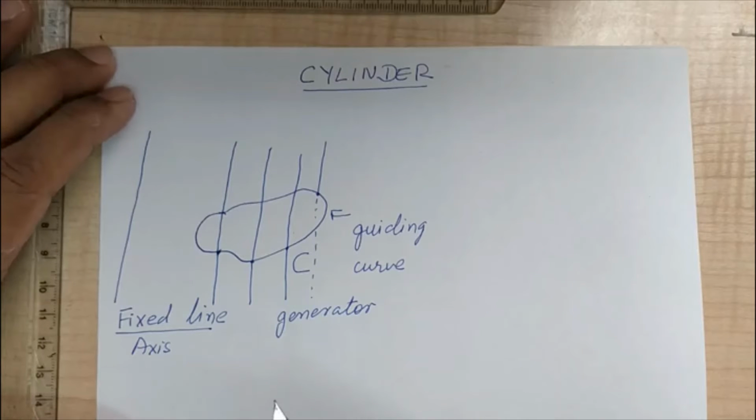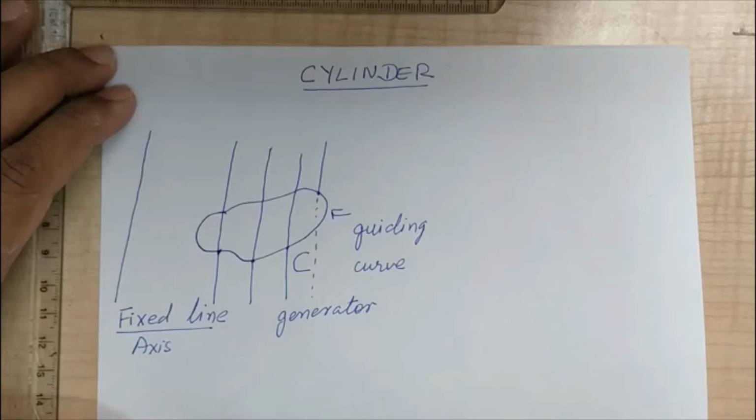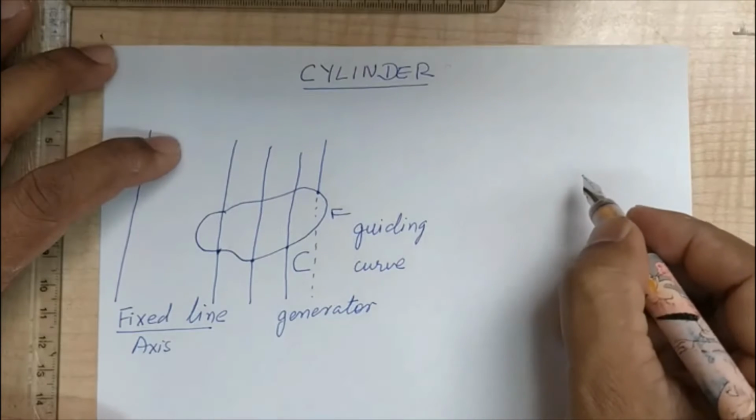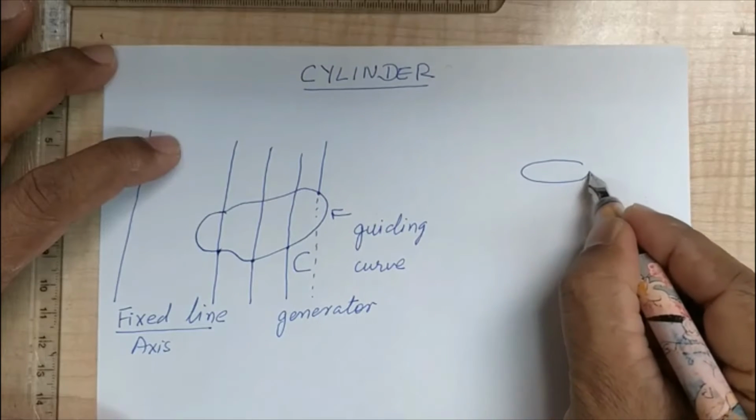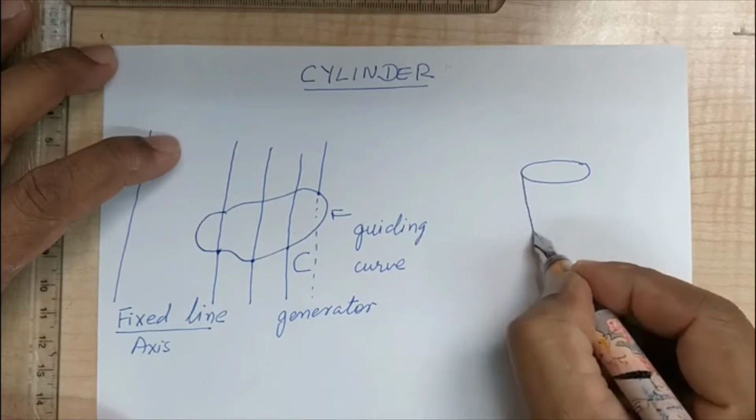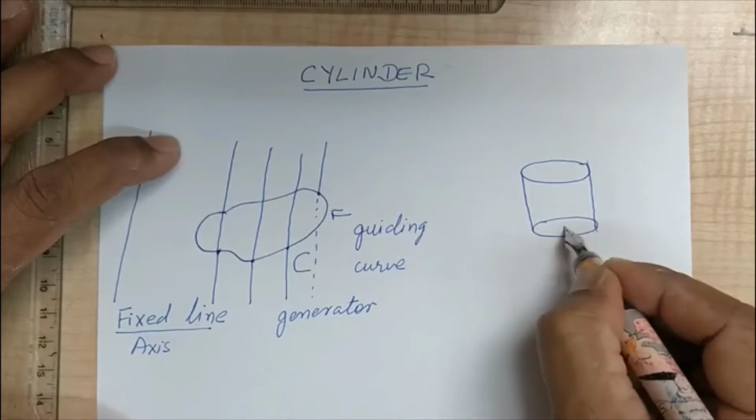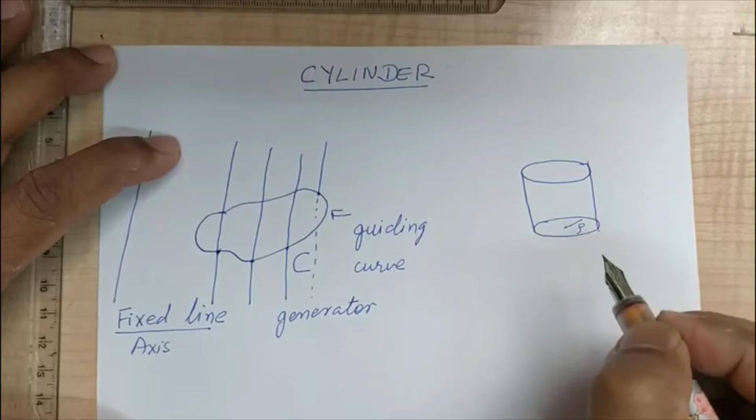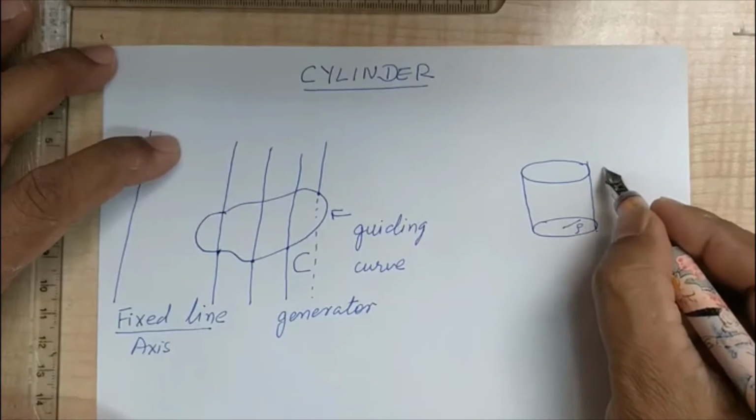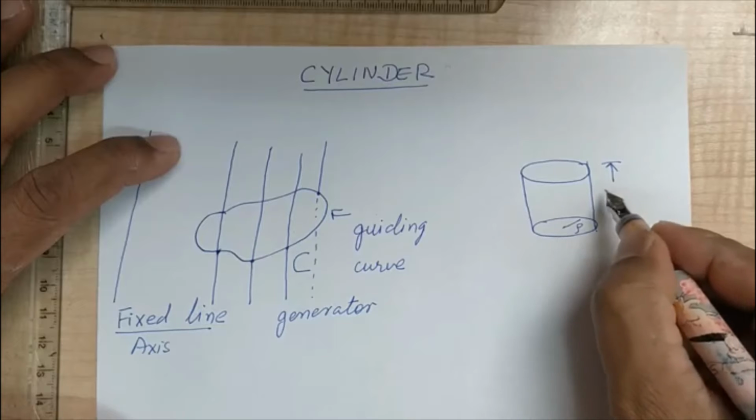Now please note that in the school days normally you referred to a cylinder to be a right circular cylinder, and it was an object of finite length. So the cross section of the cylinder was a circle of some fixed radius, and the cylinder was of some finite height.